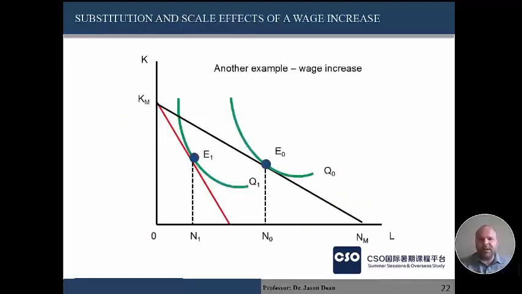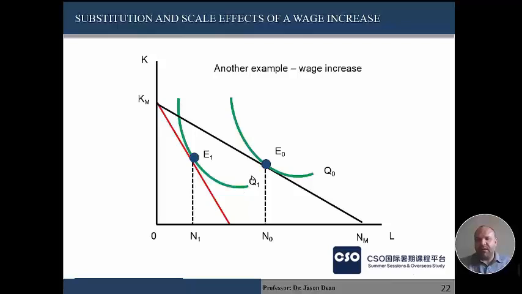Okay, so let's look at an example where we have a wage increase, and we're going to isolate the substitution and income effect. Initially we're at point E0, producing Q0. Then we have a wage increase, and so the iso-cost line is going to rotate, and the wage is going to be higher, so the slope is going to be steeper. The firm is now going to want to produce a different quantity to maximize profits. This quantity will be Q1.